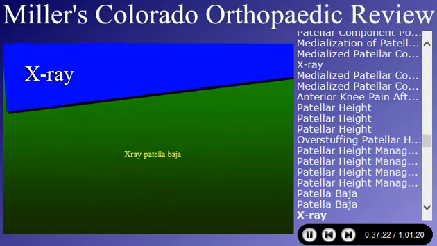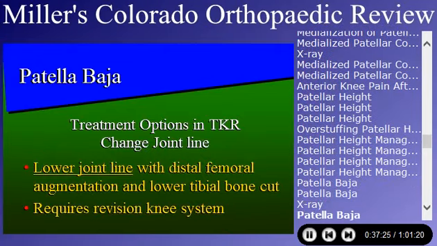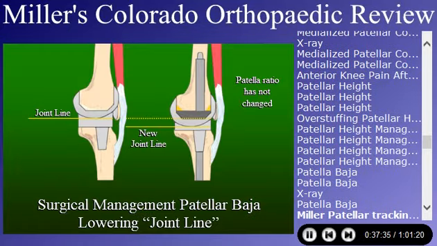The treatment options are very few, but one way to take care of the baja is to lower the joint line with distal femoral augmentation and lower the tibial bone cut. This requires a revision knee system. So here's your total knee. The slide on the left is your original joint line, and your patella is really low. What you can do is keep the patella tendon in the same position. You cut more tibia, bring the joint line down to here, and you augment the femur. So obviously you've really complicated your sagittal plane management, and what you're really doing is using constrained revision knee implants to take care of this difficult problem.